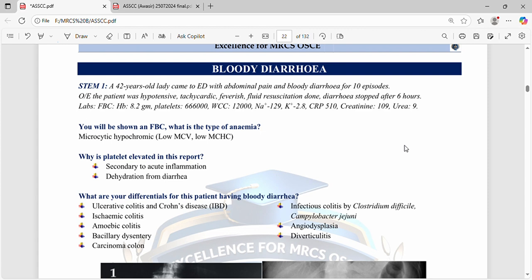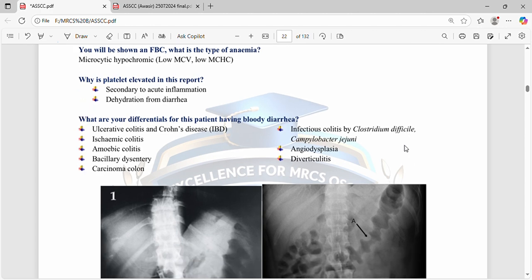Why is platelet elevated in this report? Secondary to acute inflammation, dehydration from diarrhea. Dehydration can lead to increased platelets as well.